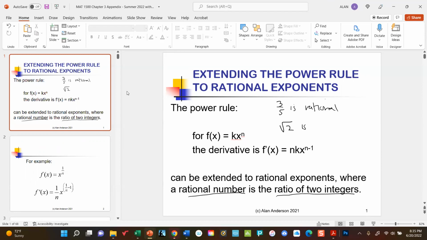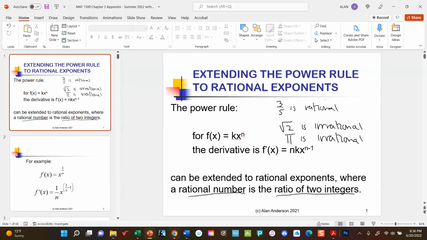Radical 2, it turns out, is irrational. It's not possible to express it as a ratio of two integers. Pi is the most famous example. So we're not going to apply the power rule when the exponent is either radical 2 or pi, but we will use it when we have either an integer for n or possibly a rational number. The only issue we have to watch out for here is that it gets a little messy.